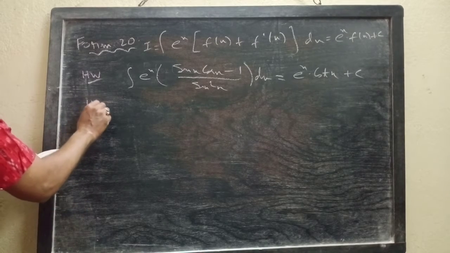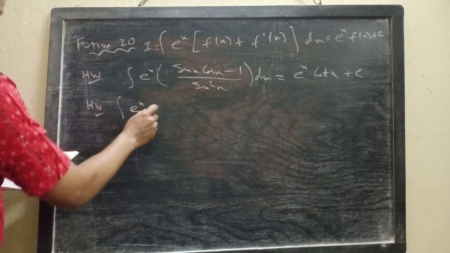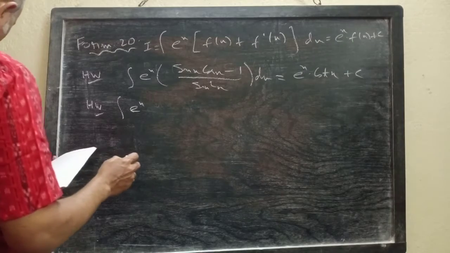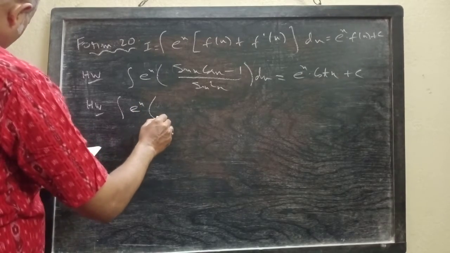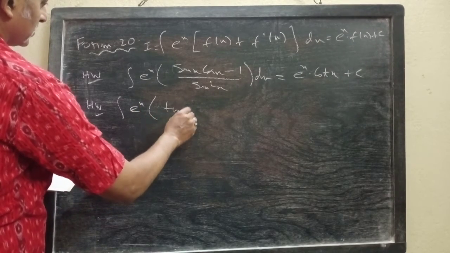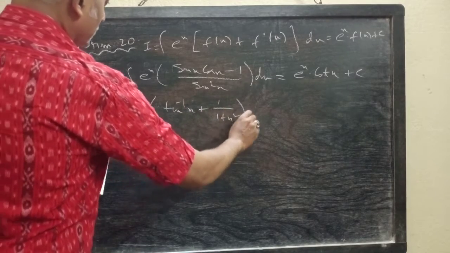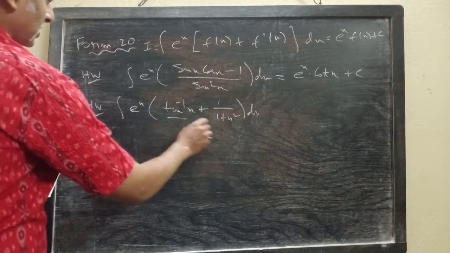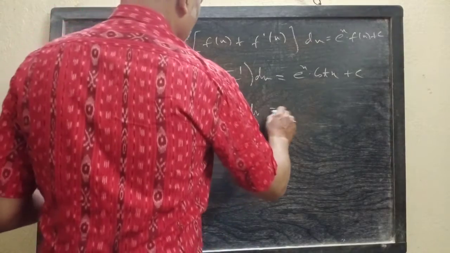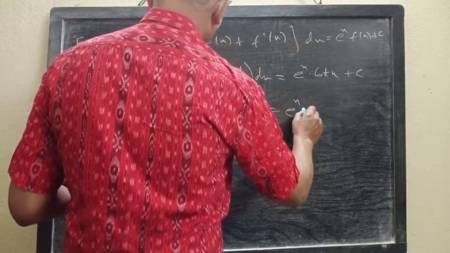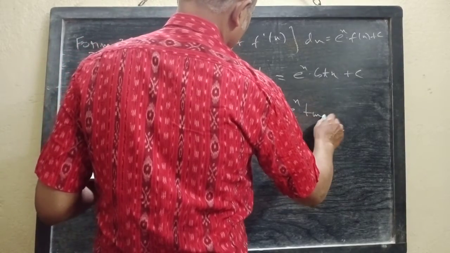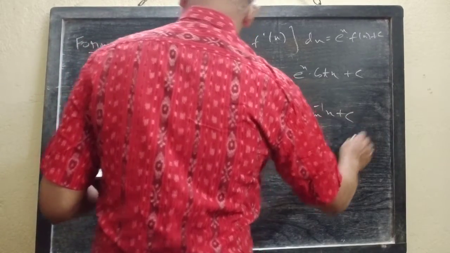Next homework, e to the power x into (tan inverse x plus 1 by 1 plus x square) dx. Look, if this is f x, this is f dash x. So it is cool that your answer will be e to the power x tan inverse x plus c.